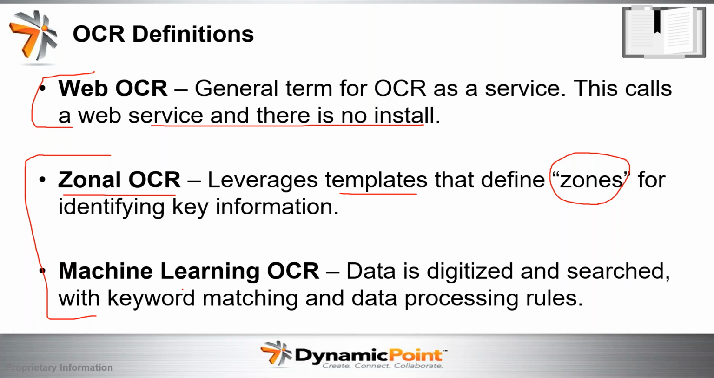Along comes machine learning OCR, and this is towards the realm of artificial intelligence. I don't know if I would say it's quite quote unquote there yet, but the concept here is that you're using a template-free environment where the data is digitized. In other words, something that's buried in an image or a PDF is turned into something searchable. It's searched, and then with keyword matching and data processing rules, I could begin extrapolating the information from that document.